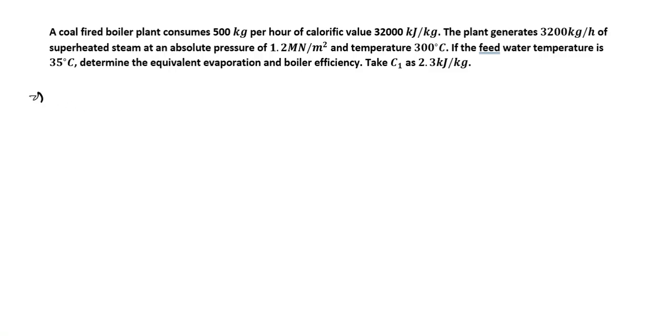So now we are going to solve this question based on boilers. We have been given that 500 kg per hour of fuel is consumed, of calorific value 32,000, and the plant generates 3,200 kg per hour of superheated steam at an absolute pressure of 1.2 megapascal and a temperature of 300 degrees Celsius, which is a superheated temperature, and we have feed water at 35 degrees Celsius. We need to determine the equivalent evaporation and boiler efficiency.